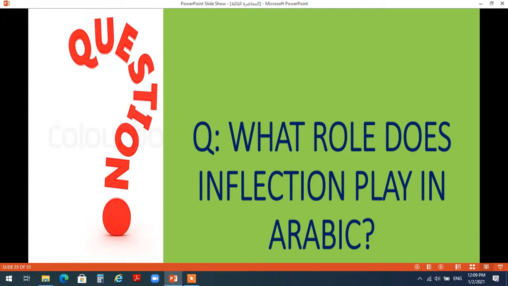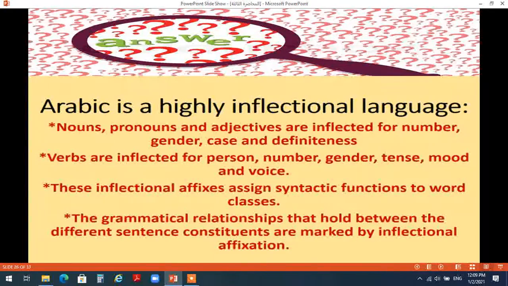Now, what role does an inflection play in Arabic? نأتي إلى السؤال الآخر فيما يخص الانفلكشن باللغة العربية. ما هو الدور الذي يلعبه الصرف في اللغة العربية؟ Arabic is a highly inflectional language. إذن inflection plays a major role in Arabic, just not like English. In English it plays a minor role, while it is the opposite in Arabic.